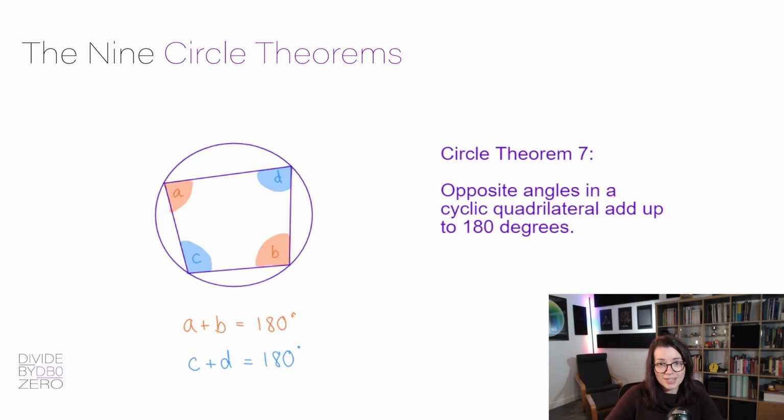Circle Theorem 7. Opposite angles in a cyclic quadrilateral add up to 180 degrees. A cyclic quadrilateral is just a quadrilateral where all four corners touch the side of the circle. And as you can see here, the opposite angles, for example A plus B, will add to 180, and so will C plus D.